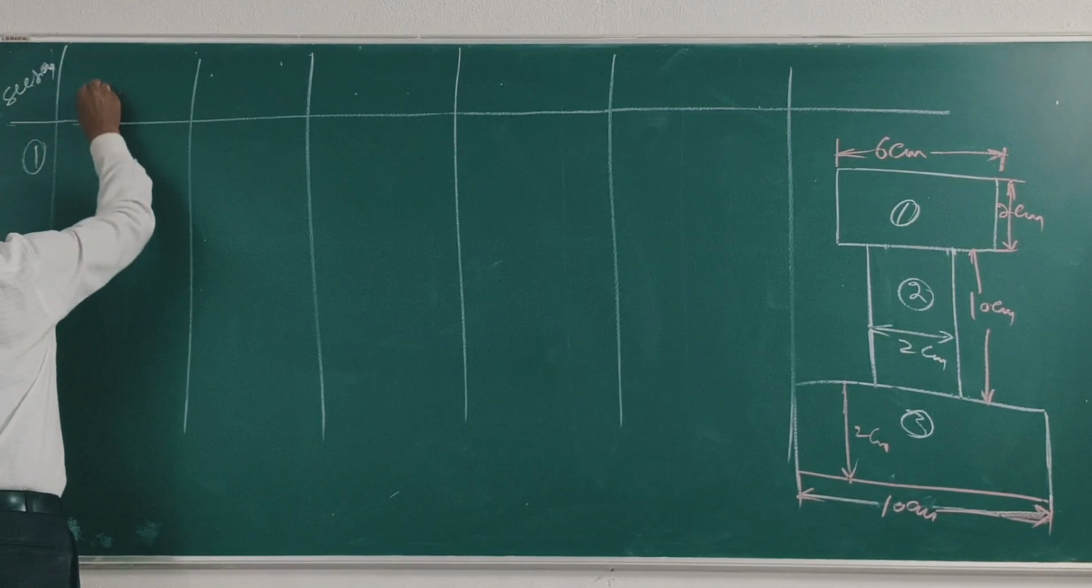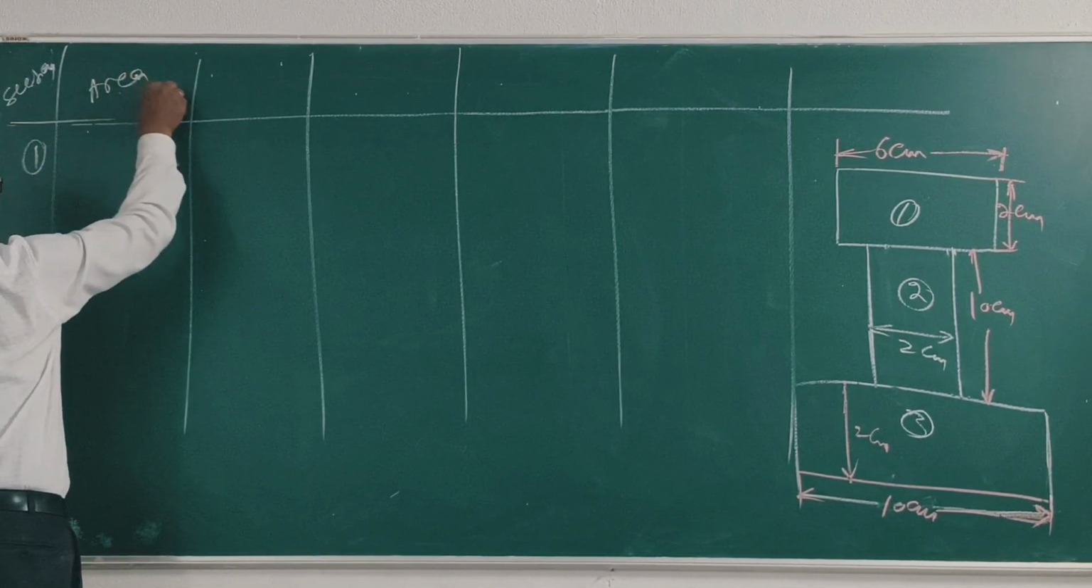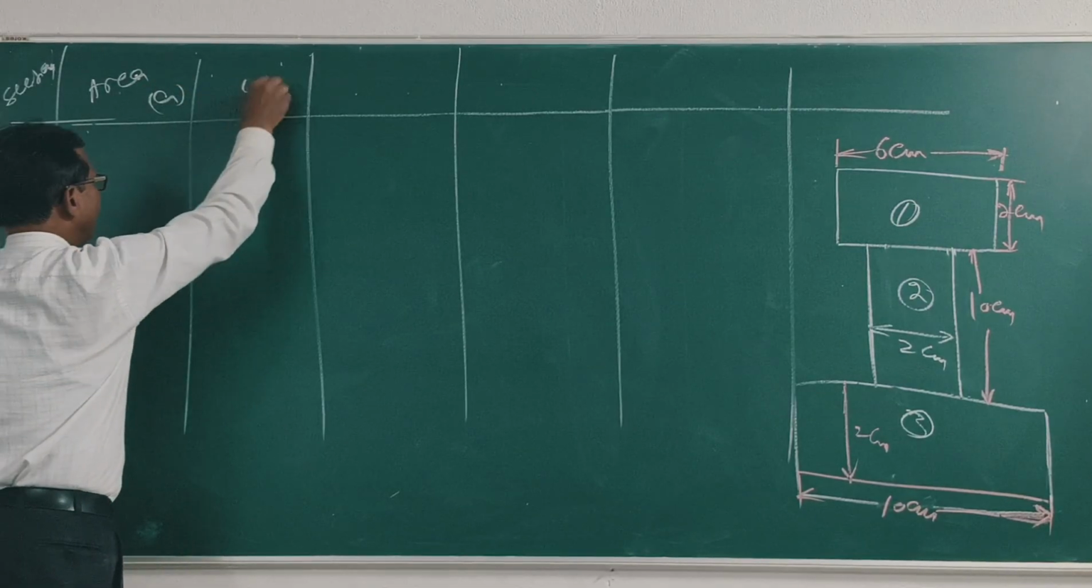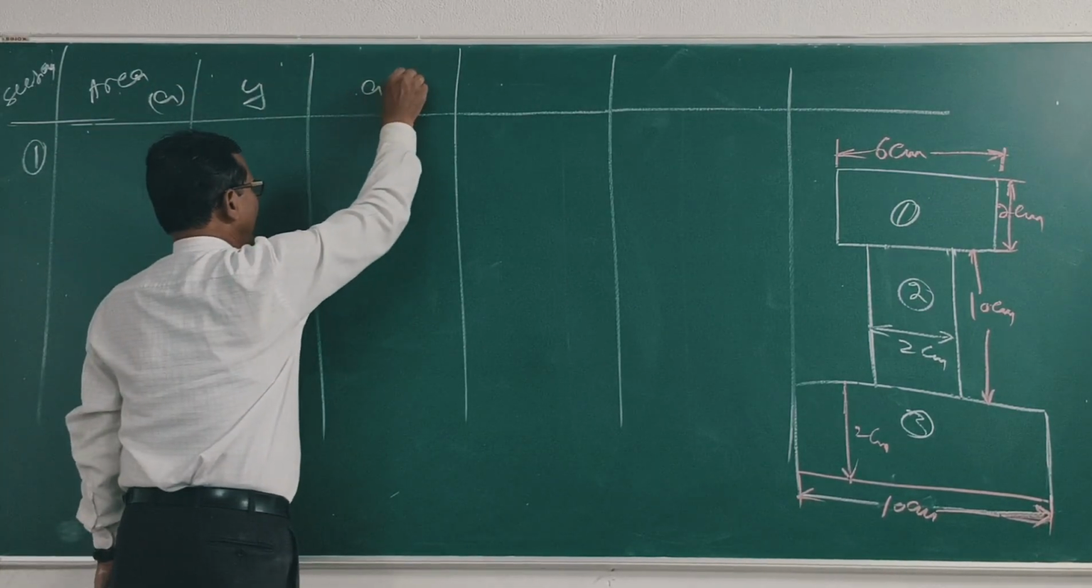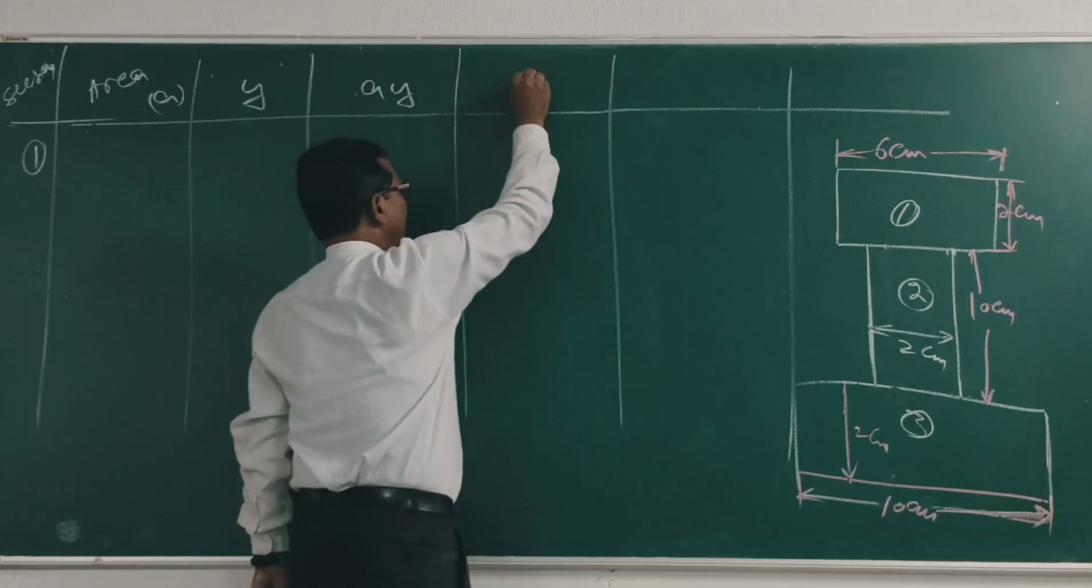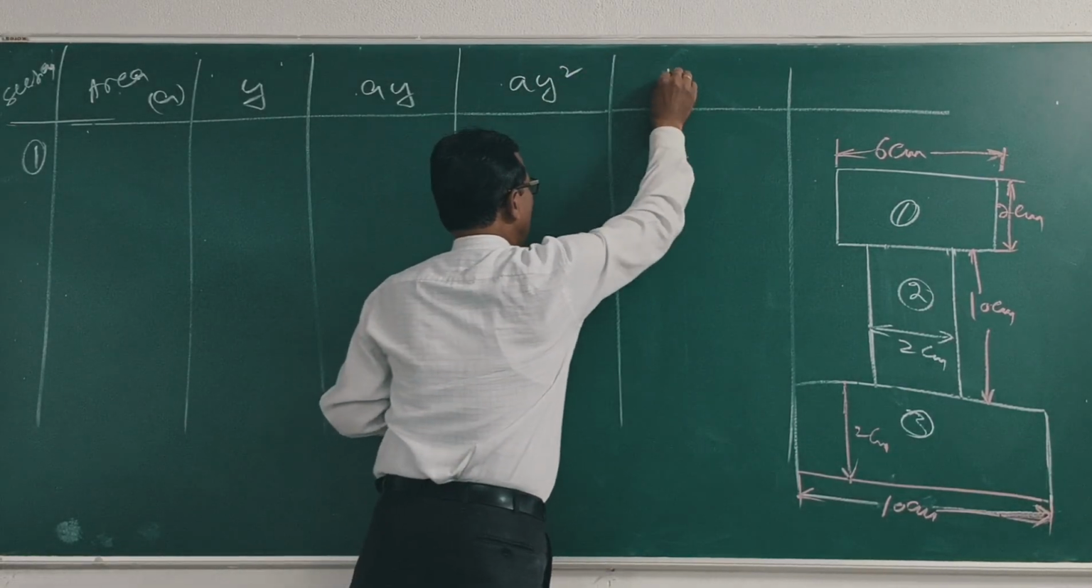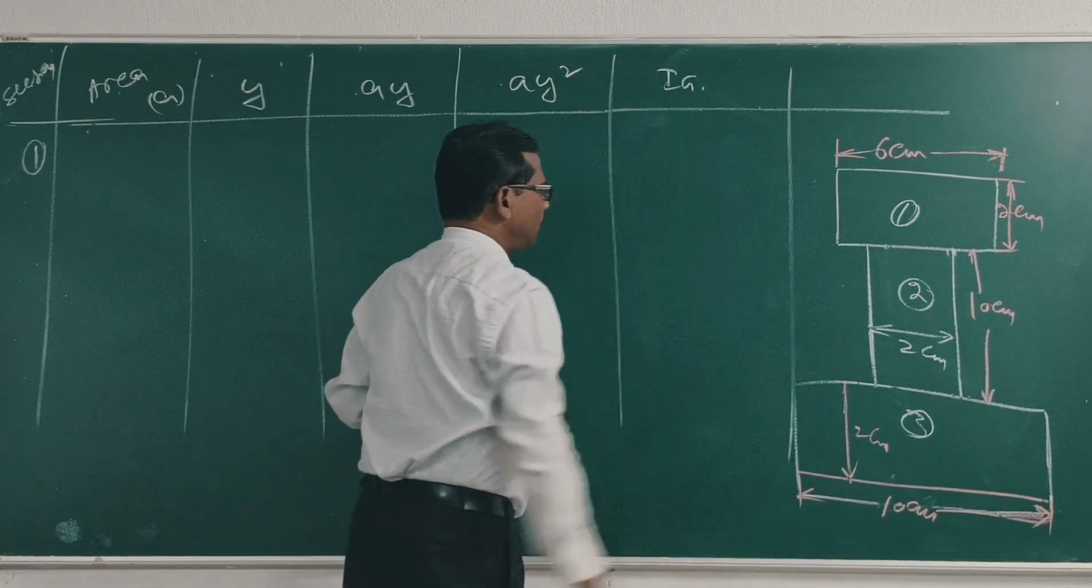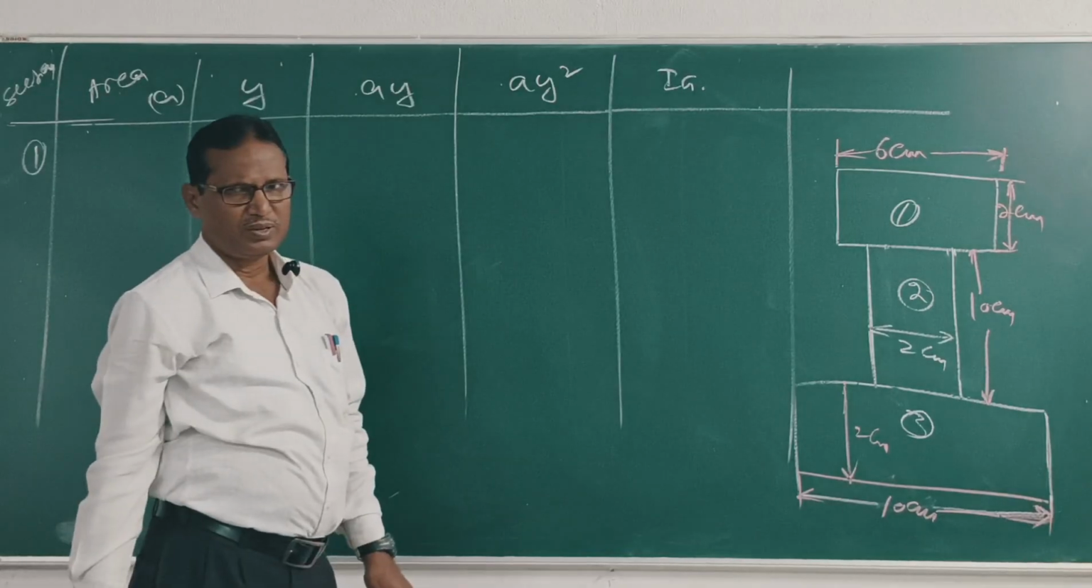Section 1. Area A, y, A y square, I G or I G self. Clear?